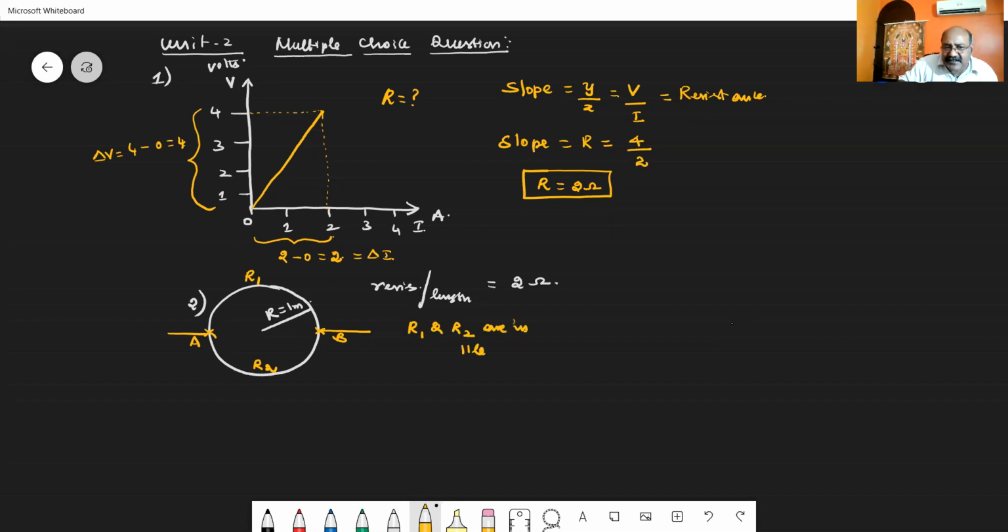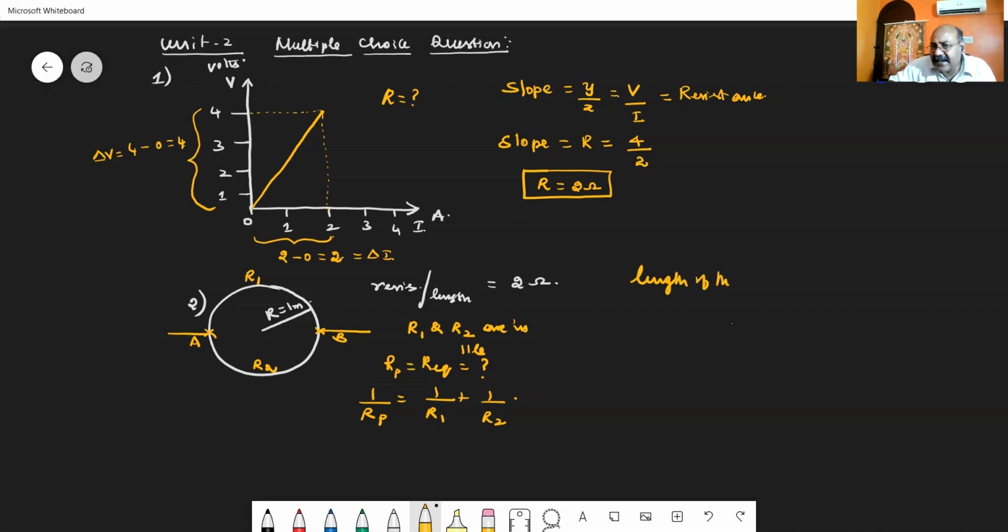So what is the equivalent resistance? Equivalent resistance is the parallel combination. RP is considered to be the equivalent resistance. How to calculate? We know that 1 divided by RP is equal to 1 divided by R1 plus 1 divided by R2. Now we have to calculate the value of the upper part and the value of the lower part. See, it was given that resistance per unit length is 2 ohm. The wire is bent in the form of a circle. So I can write like this.